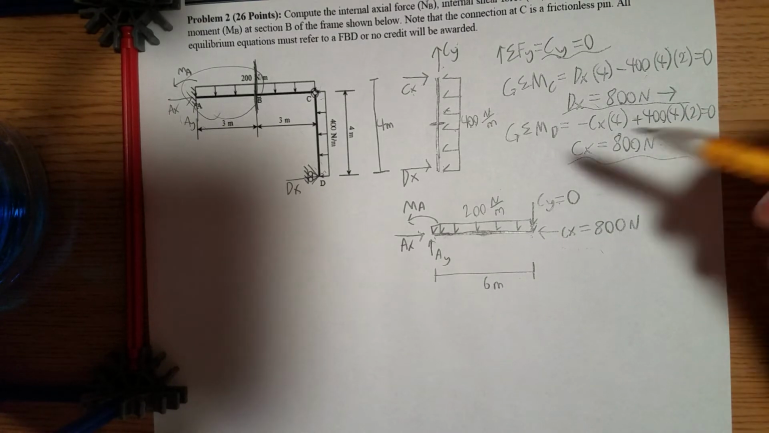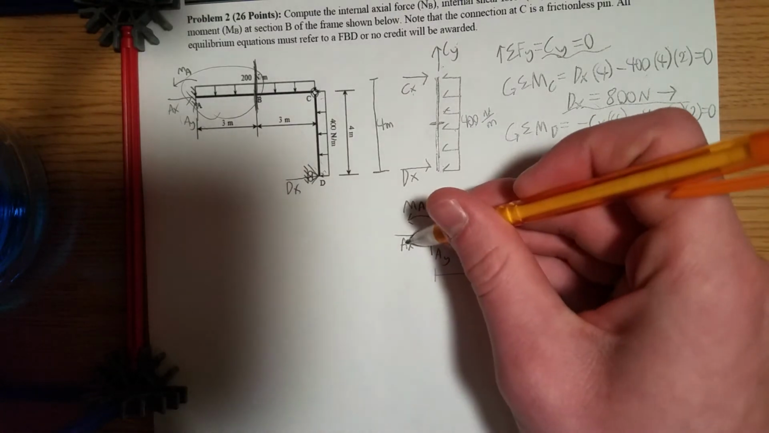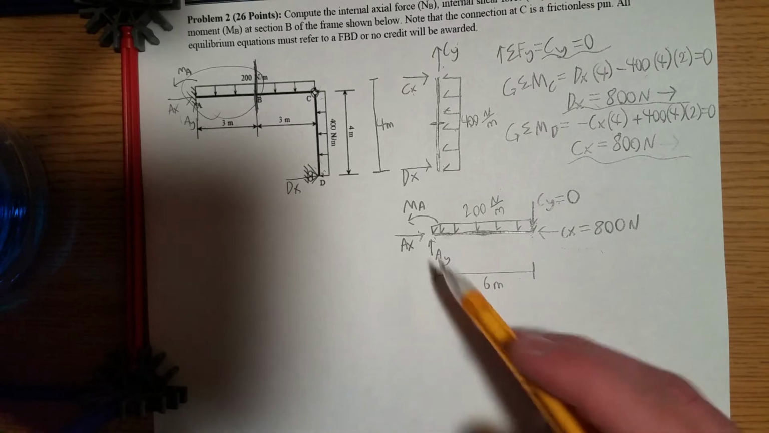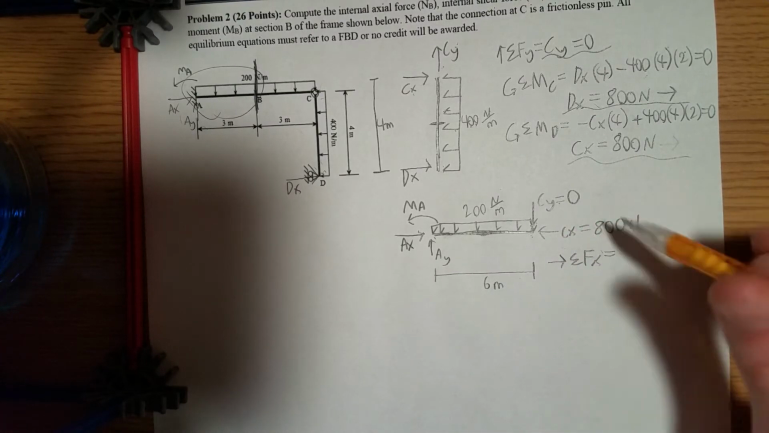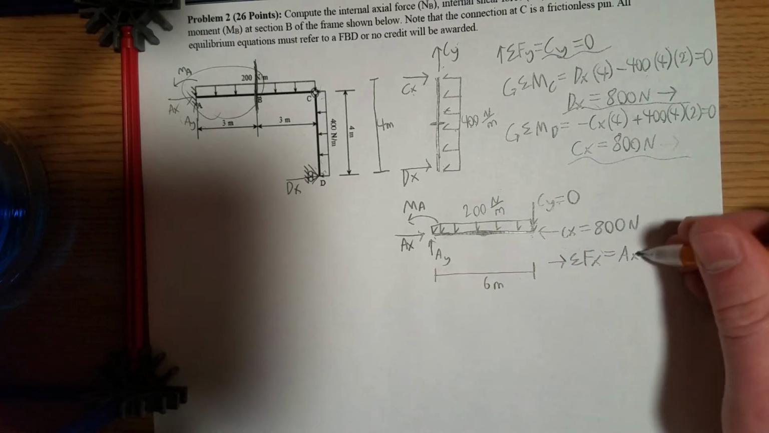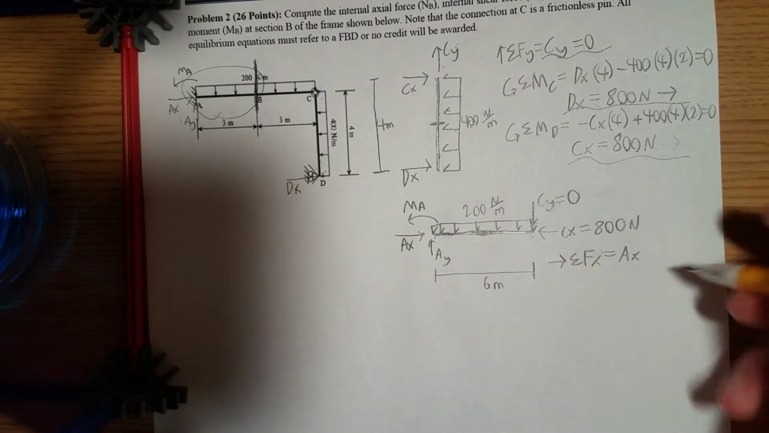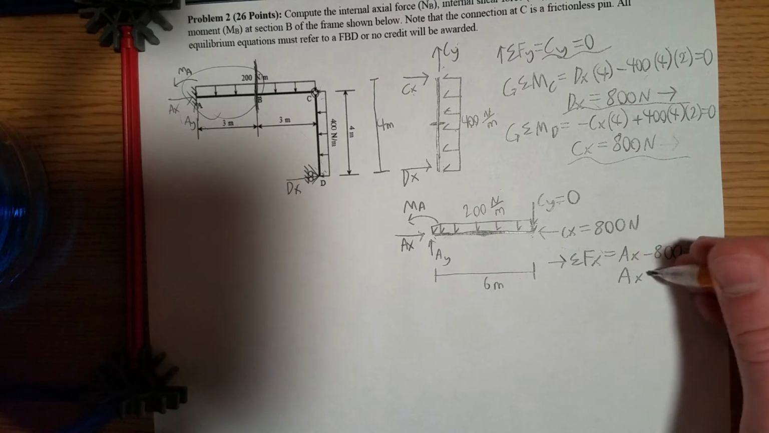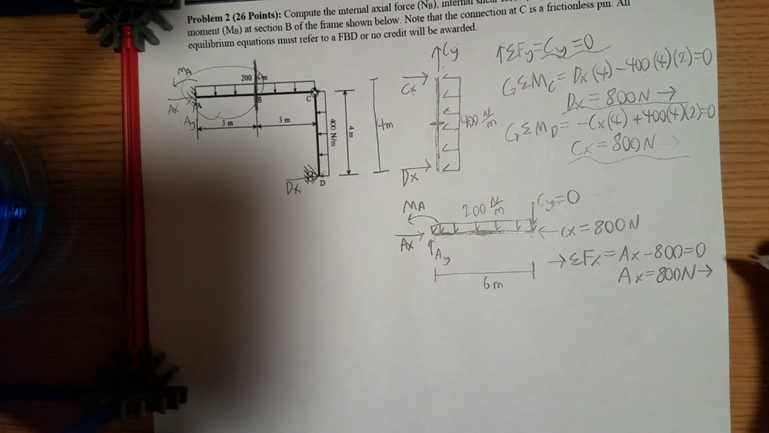Well, now we can go ahead and solve for our reaction forces here. I'm going to sum the forces in the X first. So sum of the forces in the X, we've got AX, and the only other force in the X is 800, and it's going to the left, so we'll say negative 800 is equal to 0. So therefore AX is equal to 800 newtons. And this time we can draw it going to the right because it actually is a support reaction.